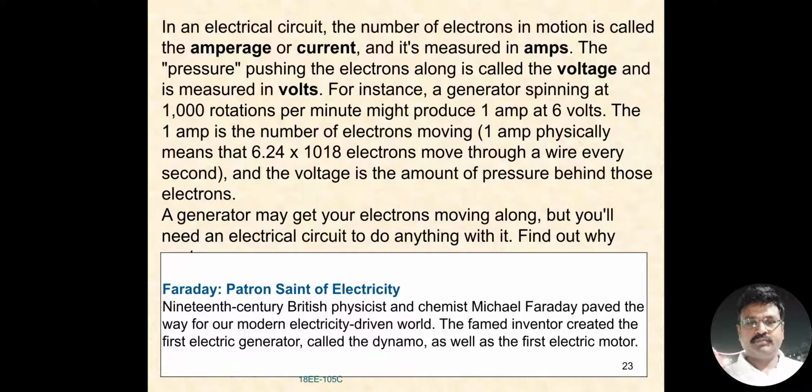This 1 ampere is the number of electrons moving, and voltage is the amount of pressure behind these electrons. Only with the application of this pressure do these electrons move. This movement of the electrons is called the current. A generator may get your electrons moving along, but you will need an electric circuit to do anything with it.